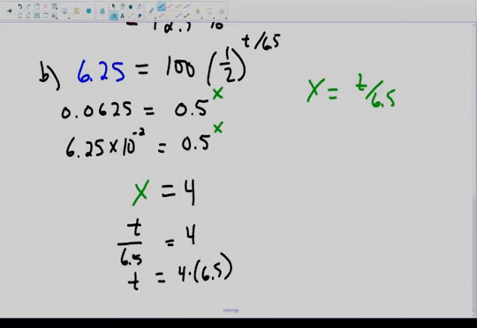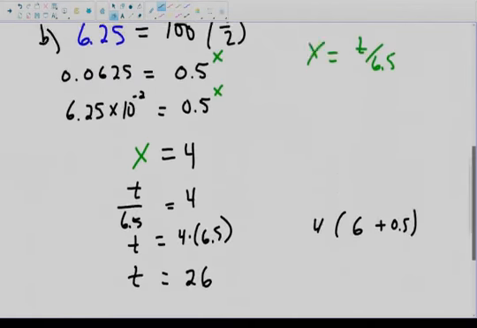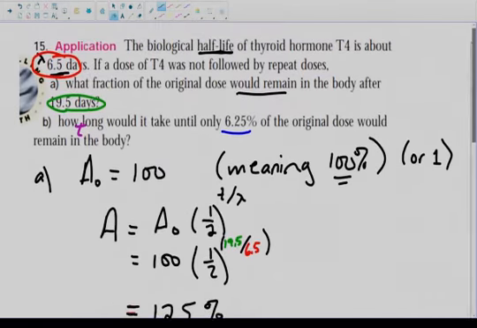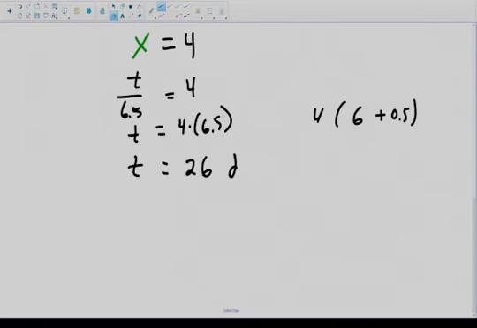And using a little bit of mental math here without needing a calculator, it's distributivity, right? So we can consider this as 4 times 6 plus 0.5. So 4 times 6 is 24. 4 times 0.5 is 2. So I believe it's 26. Okay. So that is the answer. Now, what is the unit here? Let's go back up. Time is in days. So this would be 26 days.